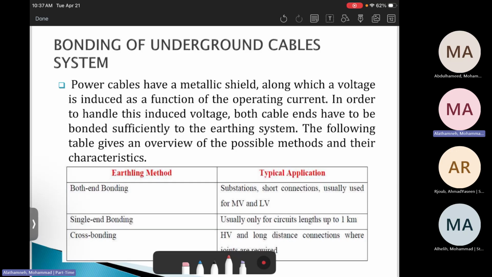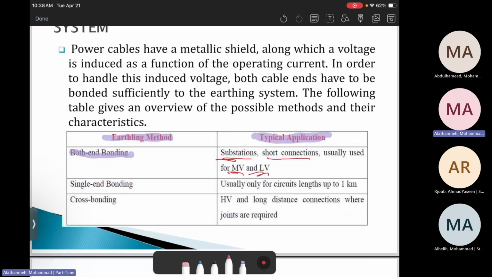As we see here, there is the earthing method, and there's the typical application. Here we can see the both end bonding. This is most likely used in substations, short connections, usually medium voltage and low voltage. The second one, single end bonding, is usually used for very short circuits, up to 1 kilometer. Then the method that I prefer to use, which is the cross bonding. This is the one using high voltage and long distance connections where joints are required.